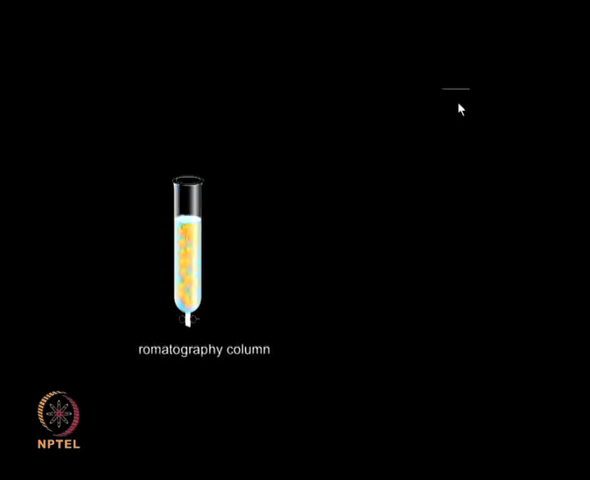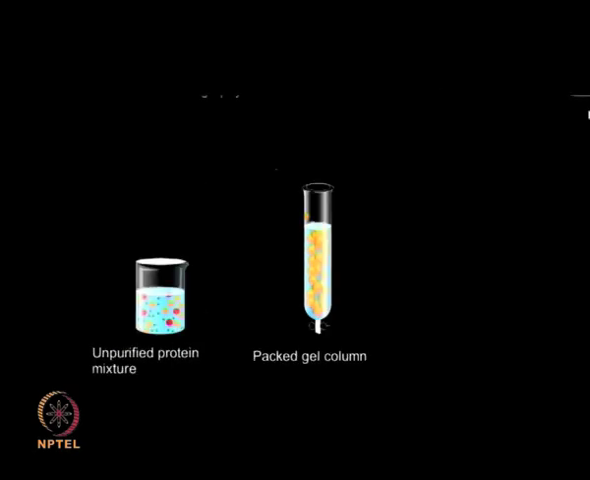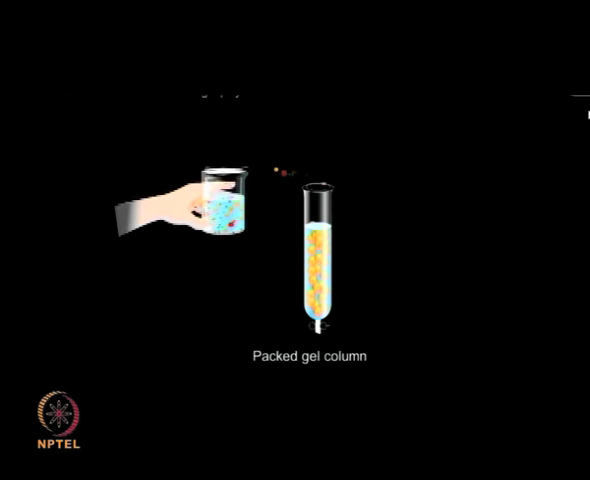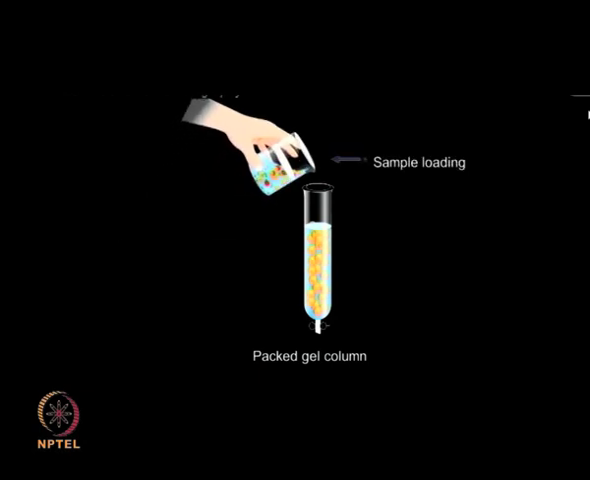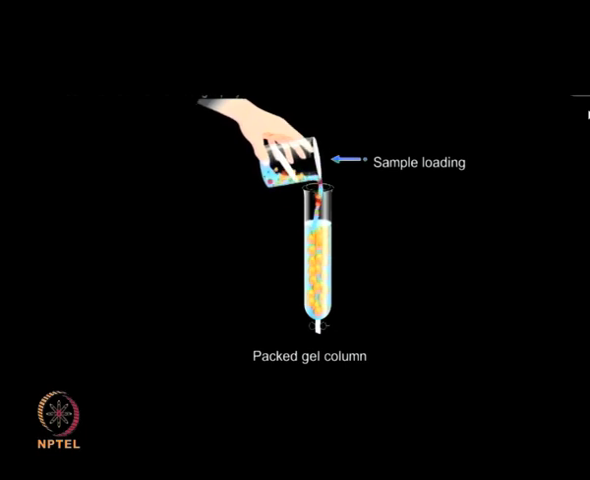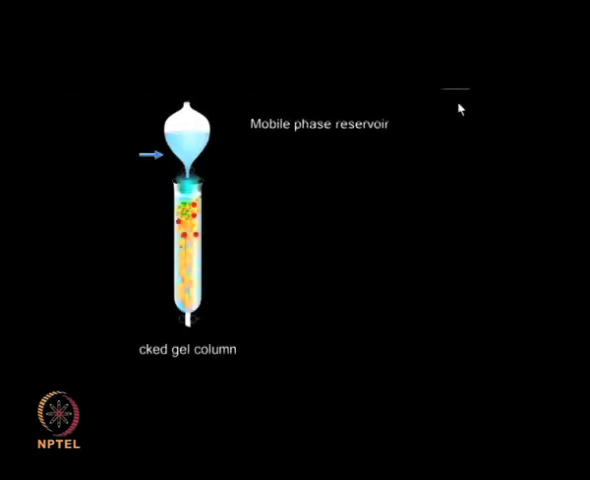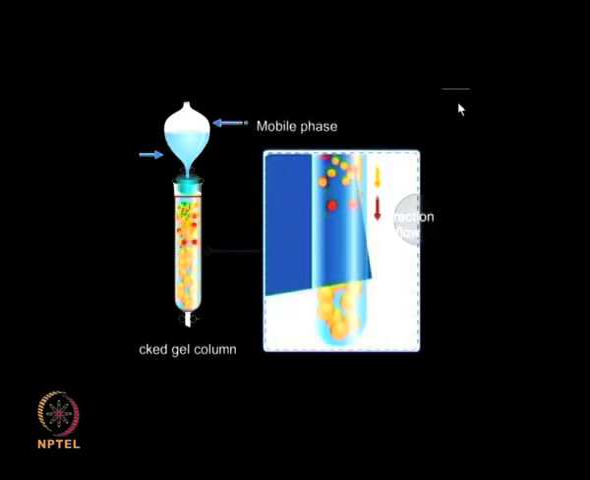So, first the matrix, which is suitable for the required protein separation, is packed into the column. This packed gel matrix is then loaded with the protein sample containing a mixture of unpurified proteins of different sizes. The column is then eluted with a salt solution of appropriate concentration.